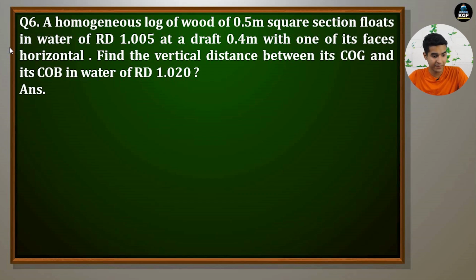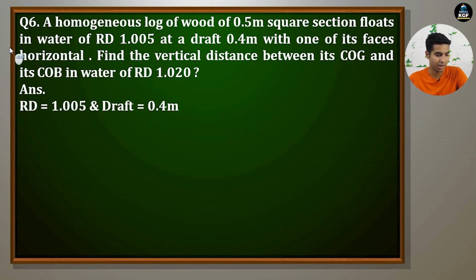With one of its faces horizontal, find the vertical distance between its COG and its COB in water of RD 1.020. Okay guys, so again in this video we have to find the distance between the COG and its COB. So once that log of wood will be in the 1.020 density of water, what will be its COB and its COG? COG will remain the same because COG will be the height by 2, and the height will remain the same, but the COB will change according to the draft because the volume will slightly change.